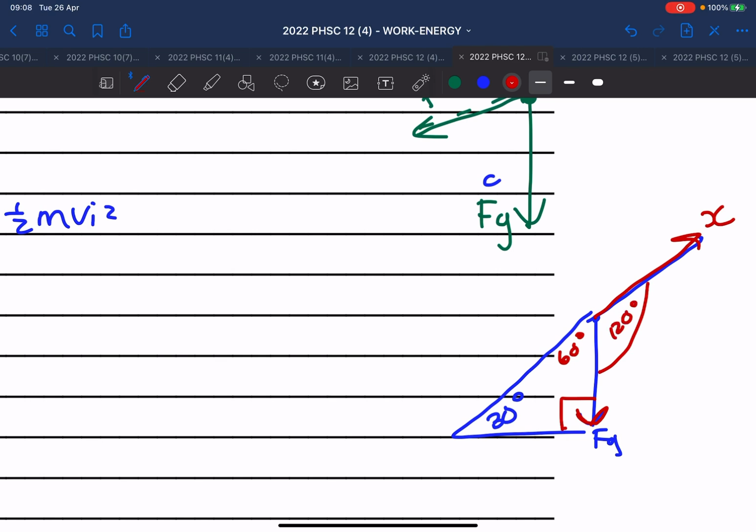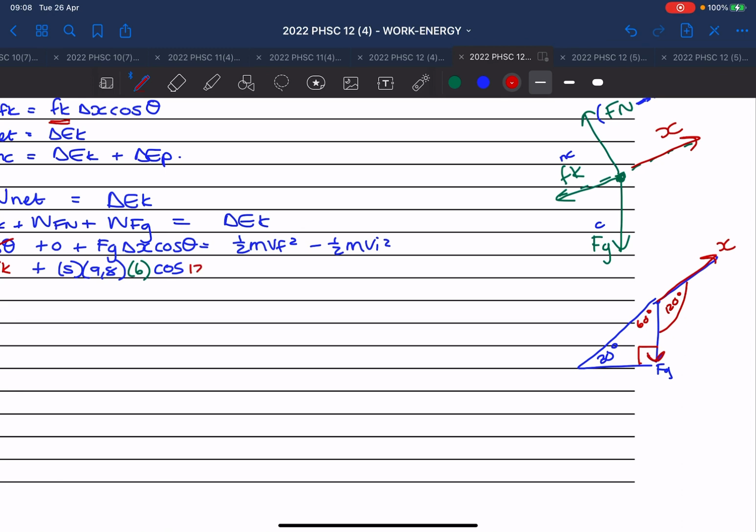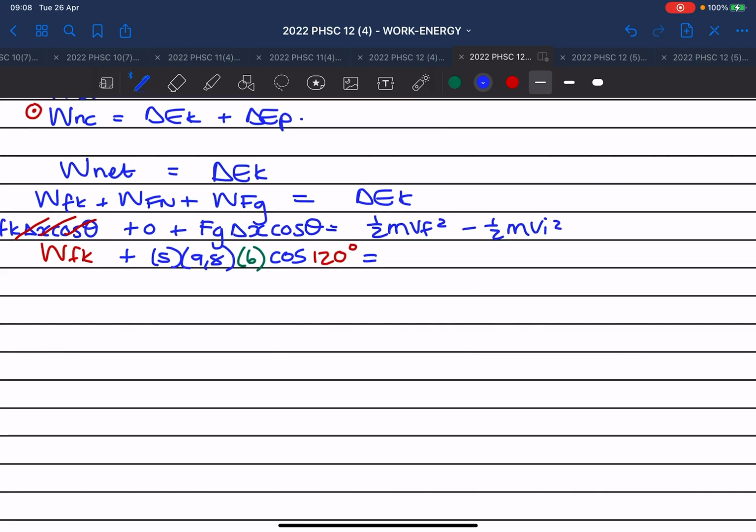Okay. Right, can you see we're busy with the difficult option here? Because there's lots of extra work to be done. Okay, then we have a half, the mass was 5, the final velocity they gave us to be 15.38 squared minus a half times 5 times 18.31 squared.